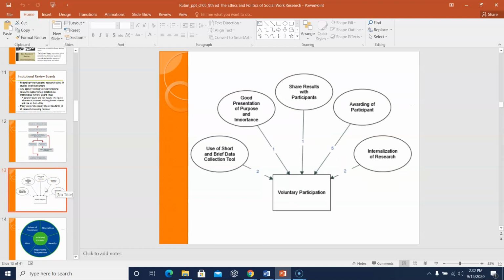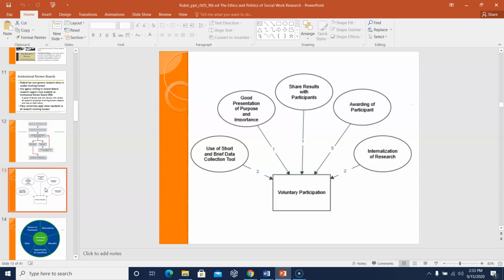Subjects should only participate voluntarily. This is sort of in order: share results with participants, give a good presentation of purpose and importance, and use a short and brief data collection tool, because you don't want to have them for hours and hours and inconvenience them. And lastly, rewarding participants. That's not necessarily controversial, but people get paid all the time to participate. But that also costs us as researchers money, which we may or may not have.